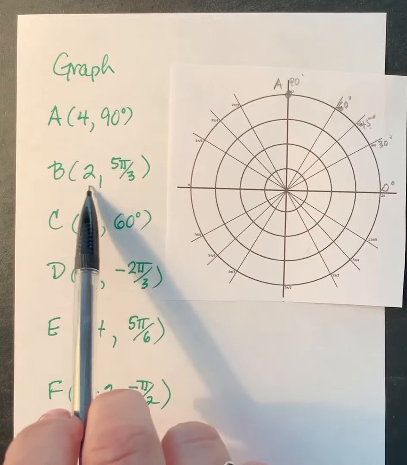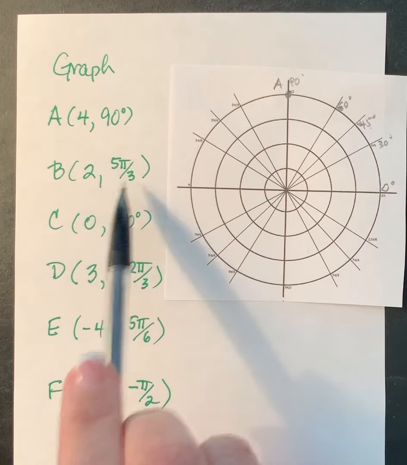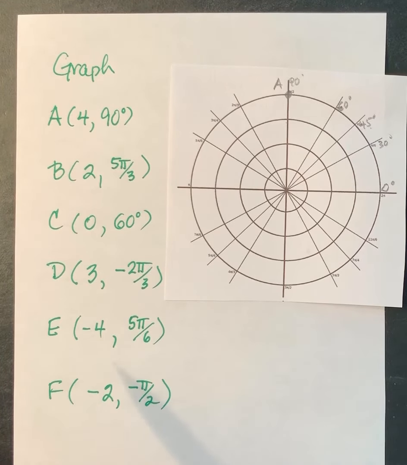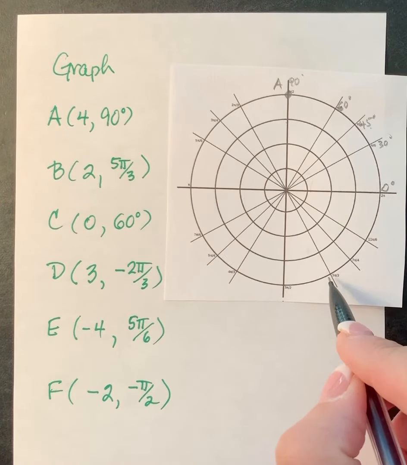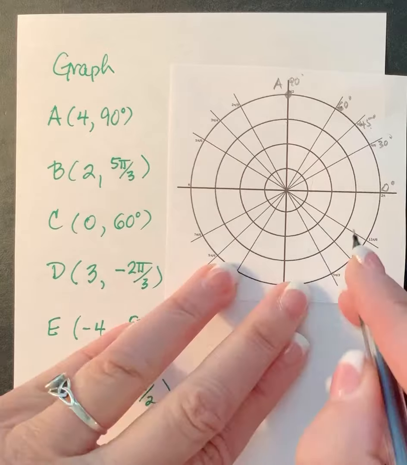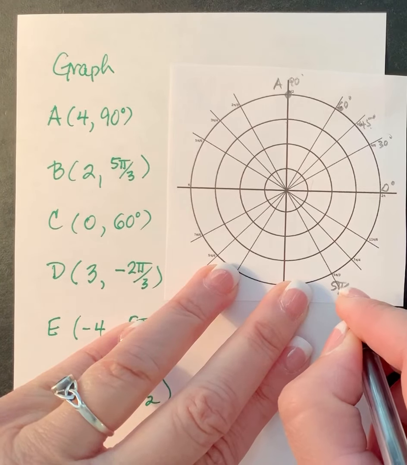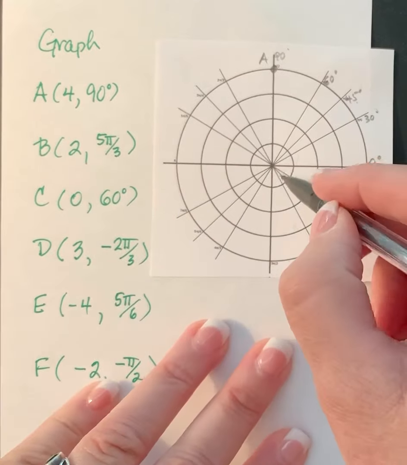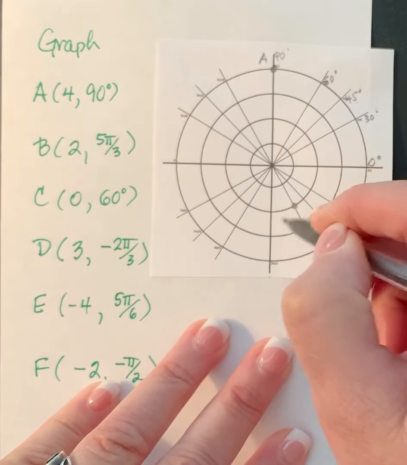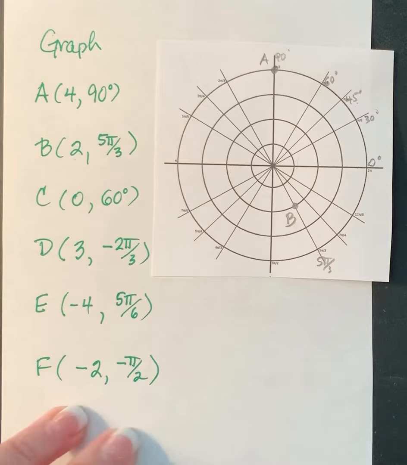All right, 2, 5 pi over 3. So I got one in radians. So 5 pi over 3, if you go all the way around, is going to be here. All right, so 5 pi over 3 is the same thing as 300 degrees. This one, the R value is 2, so you would go 2 units. So here is where point B went.